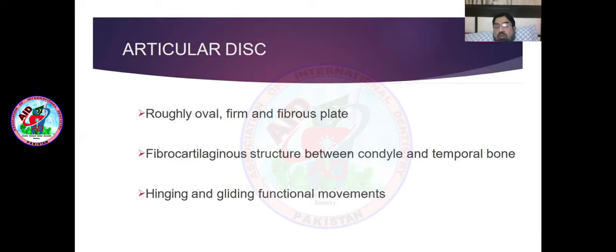When you see the surface, it is roughly oval, very firm, and fibrous in nature. It's a fibrocartilage. Between the condyle and temporal bone, it rotates, but it has made its shape exactly over the condyle at the glenoid fossa. It articulates according to the surface. The superior surface is exactly like the temporal fossa, and the inferior surface is exactly like the condylar head. It performs the hinging movement and gliding movement.